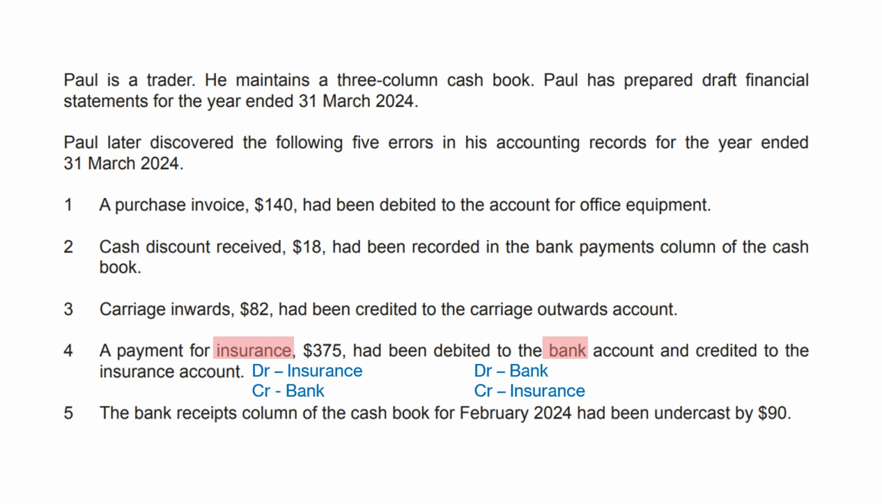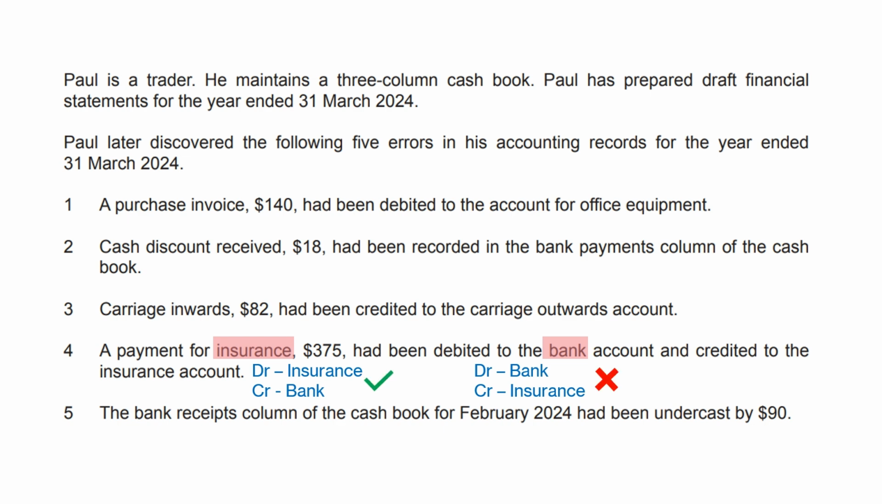So in order to remove the wrong entries, you will have to debit insurance by 375 and credit bank by 375. But that's not enough. That will only cancel the wrong entries. You will have to debit insurance again by 375 to pass the right entry and credit bank by 375. So basically you double the amount.